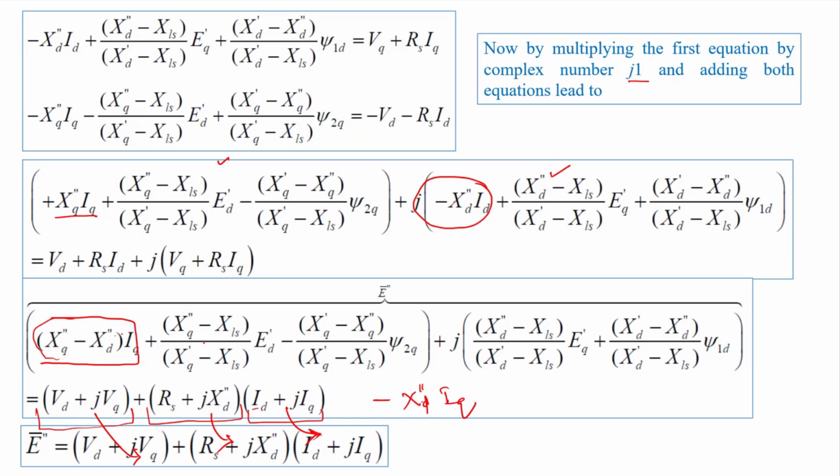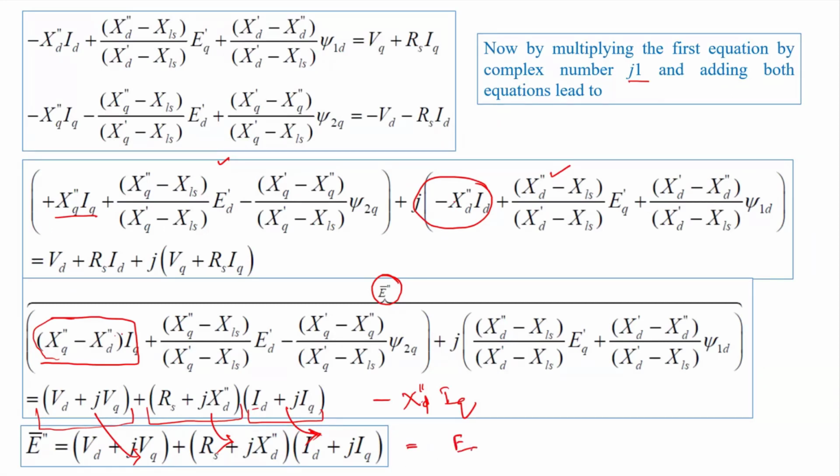Before that, let us assume the left hand side is the internal EMF, that is E double dash. This is the subtransient voltage E double dash, which will have two components: Ed double dash + jEq double dash. So that will be equal to this. Now in the dq reference frame of that particular generator, we are saying that the internal EMF is equal to the terminal voltage plus the terminal current into Rs + jxd double dash.